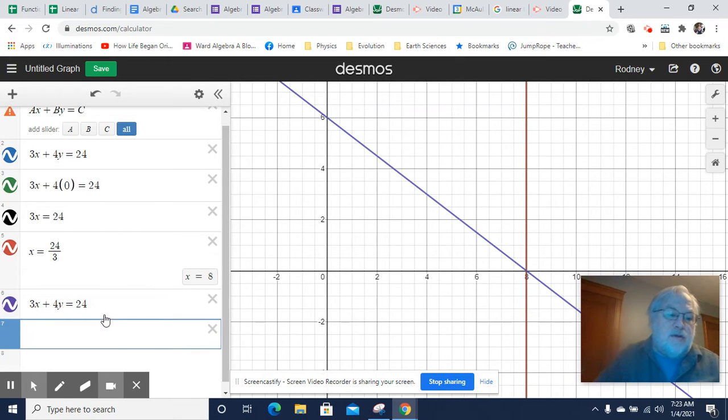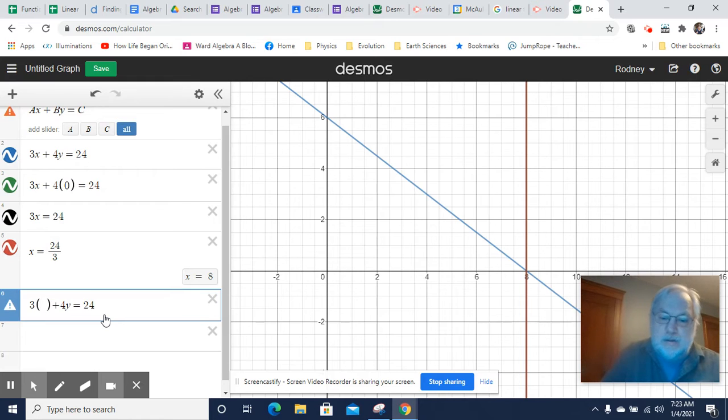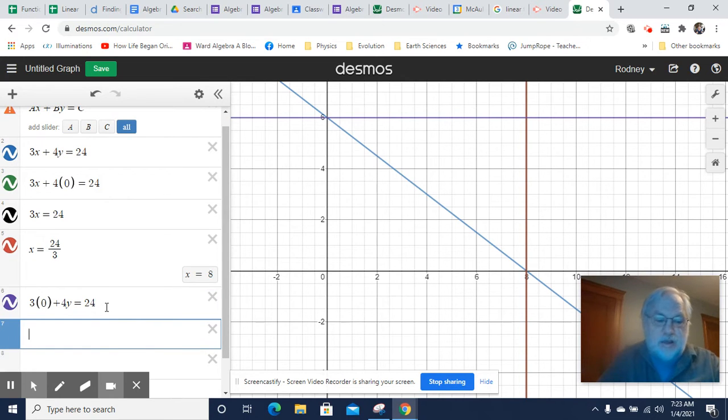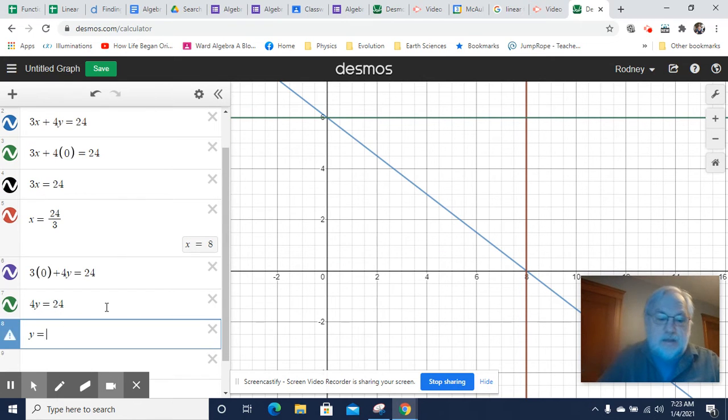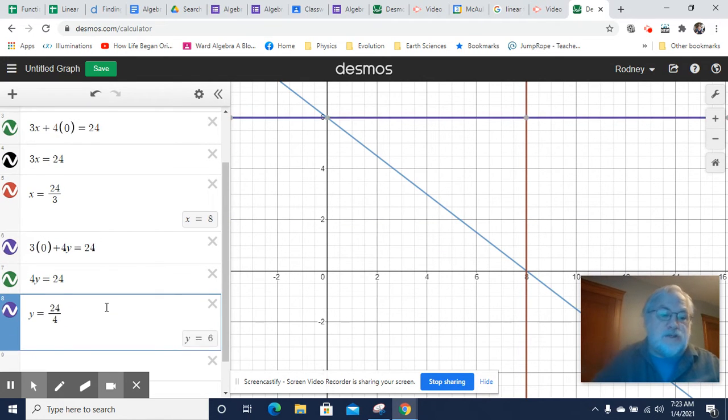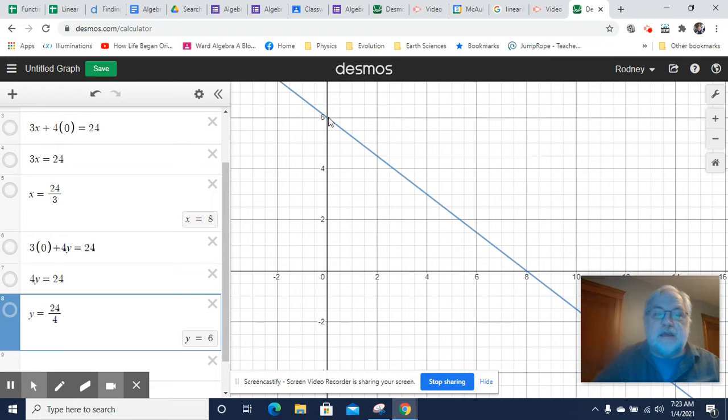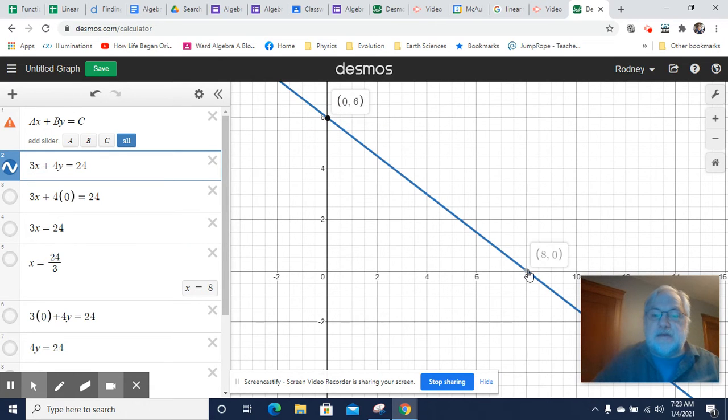And then the y-intercept, if I turn x into 0, because x is 0 on the y-axis, I don't care about 3 times 0. I don't care about the x term. All I care about is 4y equals 24. And so y is going to equal 24 over 4, which is 6. And that is in fact the y-intercept. The y-intercept is in fact 6. So there it is, (0, 6) and (8, 0).